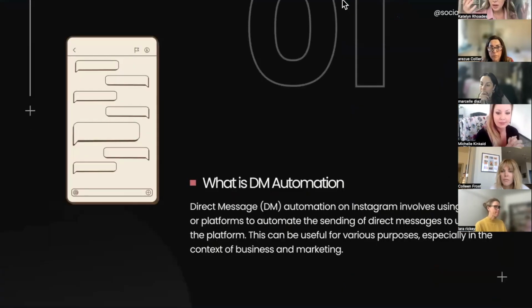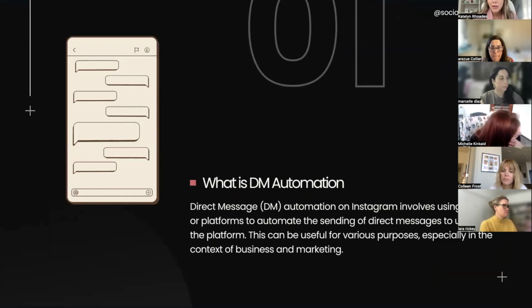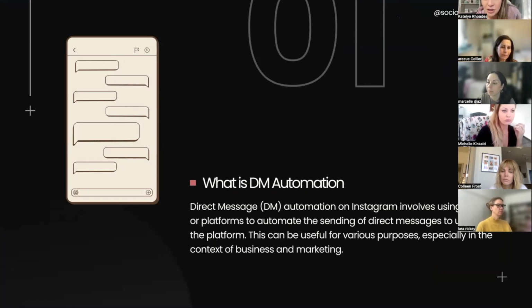So what is it? What the heck is DM automation? DM automation is direct message. That's what DM stands for. On Instagram, it involves using tools or platforms to automate the sending of direct messages to users on the platform. This is super useful for various reasons, especially in the context of business and marketing.